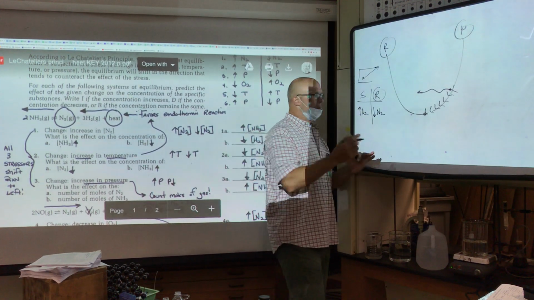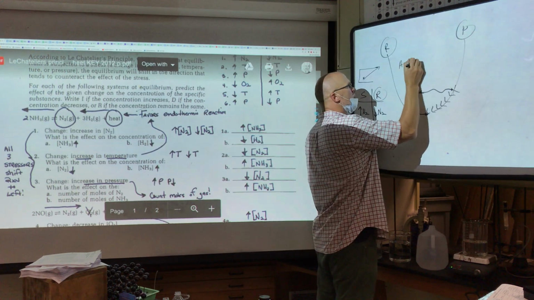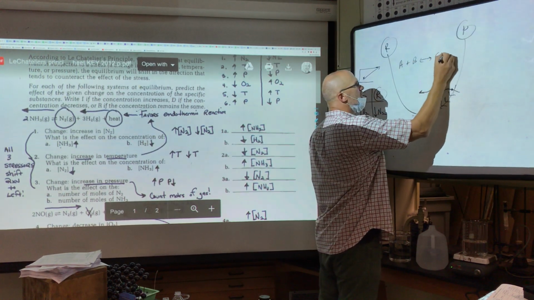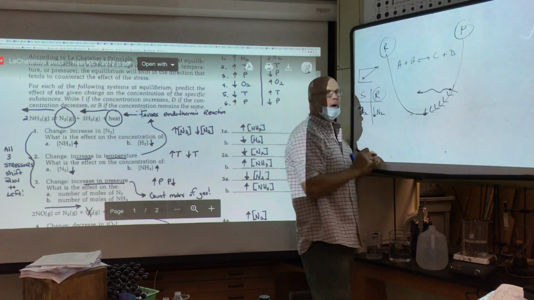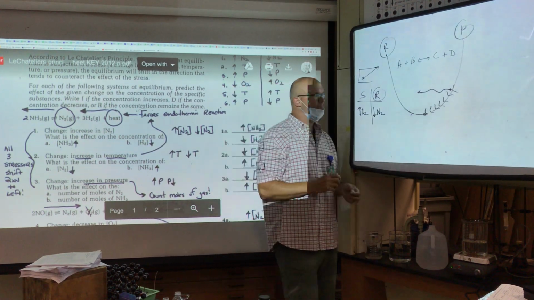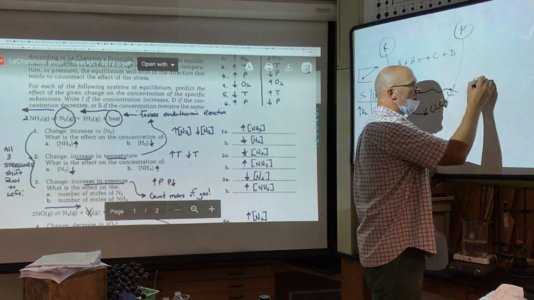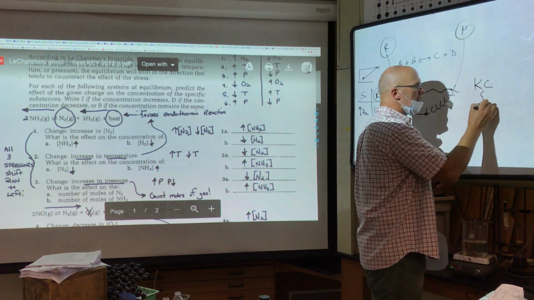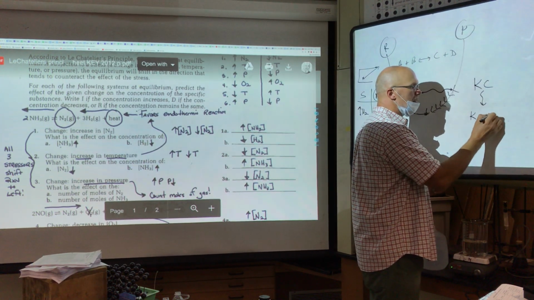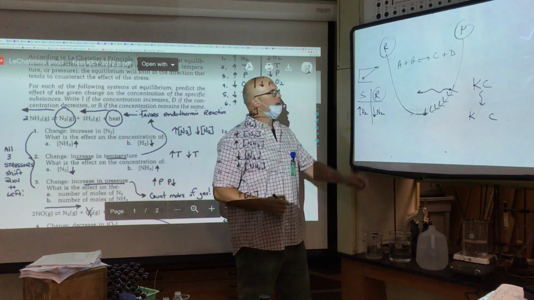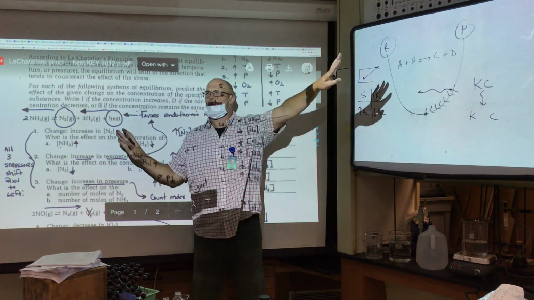For instance, and I'm just going to make it simple here. If I have A plus B, gives me C plus D. There's my reversible process. And let's just say I added a chemical, KC. And let's just say that breaks apart into a K and a C. I'm just making this up. There's no K in this reaction, so the K has no effect.